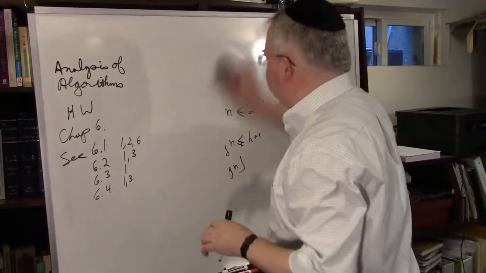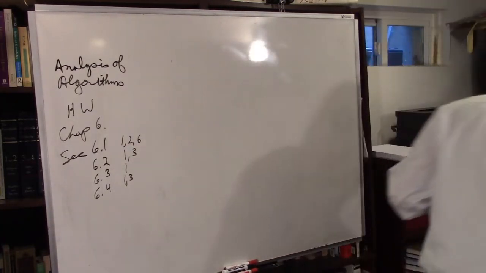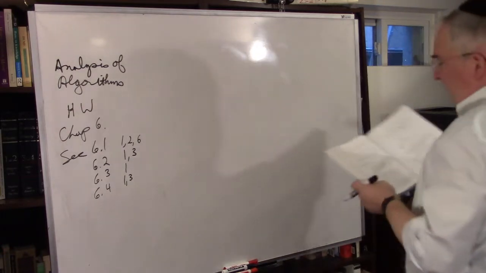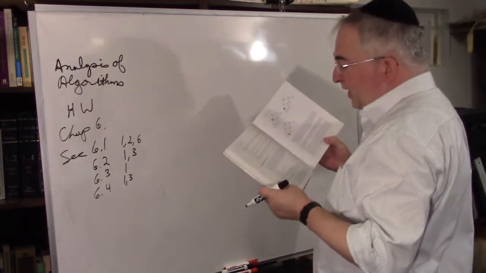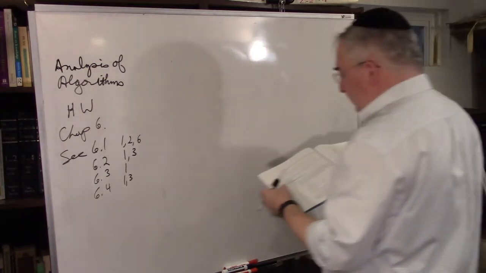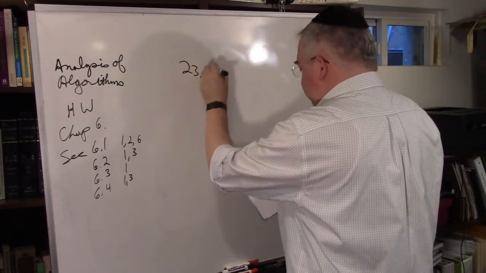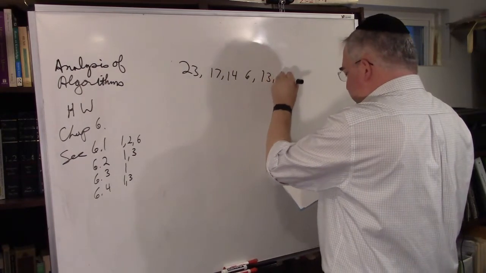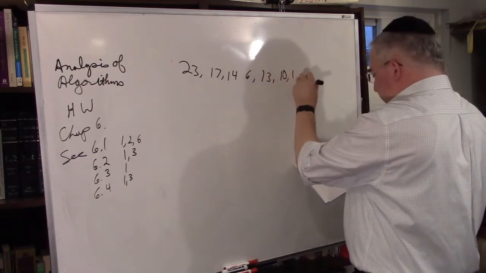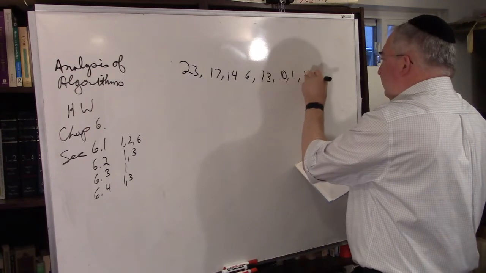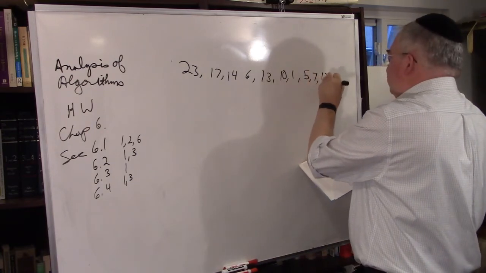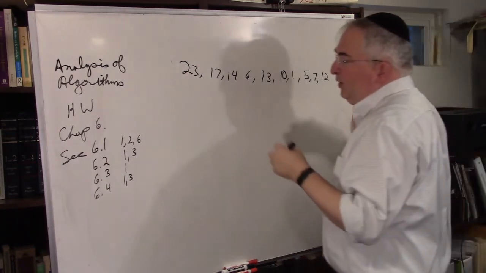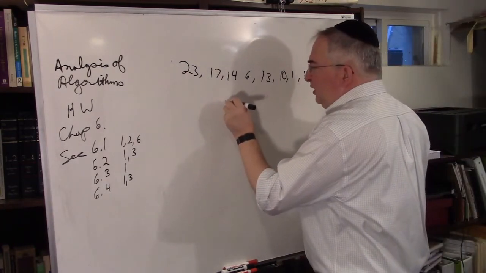Let's do number 6. Okay, number 6 is very easy. They give you an array and they ask you if it's a max heap. Let's just write down the array. 23, 17, 14, 6, 13, 10, 1, 5, 7, and 12. These are the numbers of the array. They want you to put it down as a heap, so let's do it.